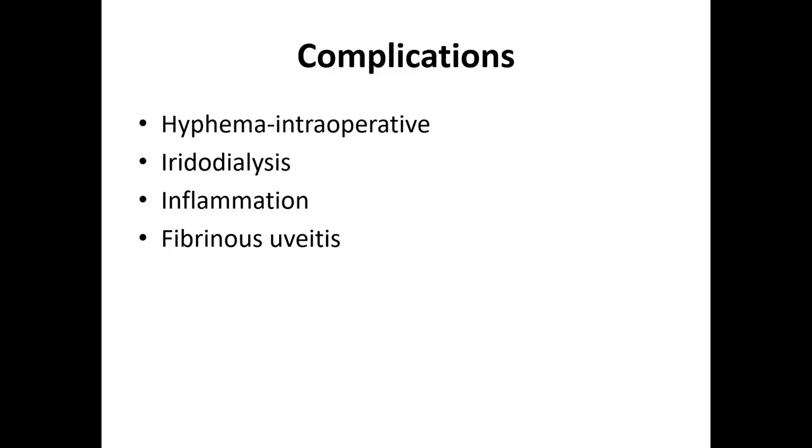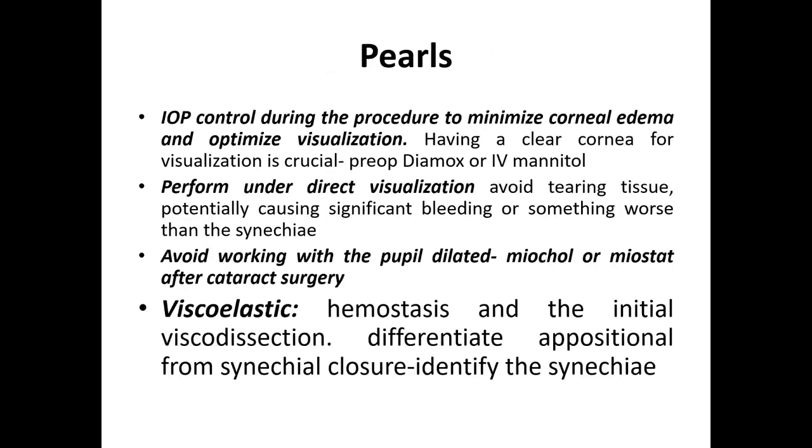Fibrinous uveitis as well, if there are some predisposing risk factors. In those cases, I would suggest giving more aggressive steroids and for a longer time. But most people do really well, and they don't need very long-term steroid treatment.